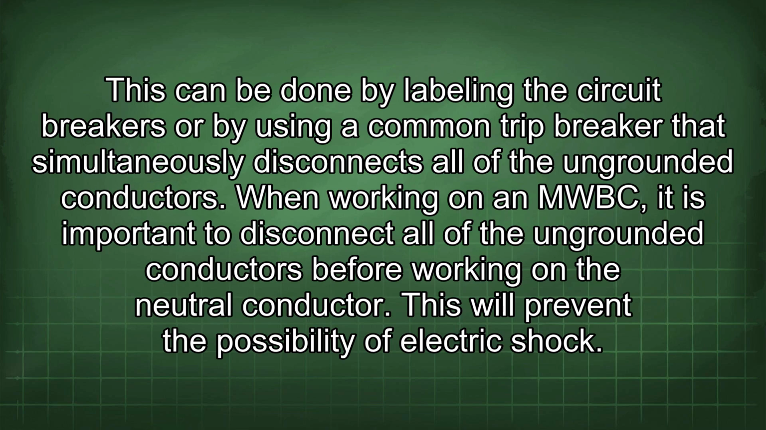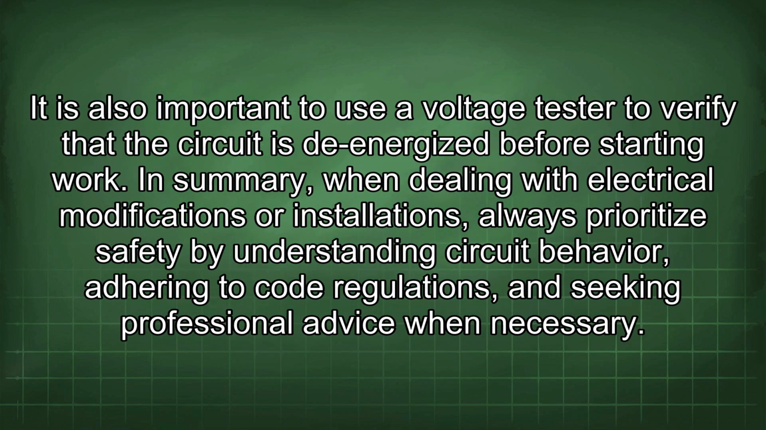This can be done by labeling the circuit breakers or by using a common trip breaker that simultaneously disconnects all of the ungrounded conductors. When working on an MWBC, it is important to disconnect all of the ungrounded conductors before working on the neutral conductor. This will prevent the possibility of electric shock. It is also important to use a voltage tester to verify that the circuit is de-energized before starting work.